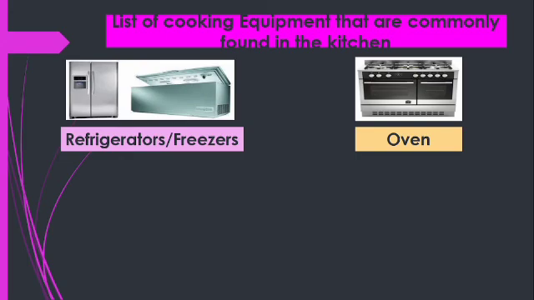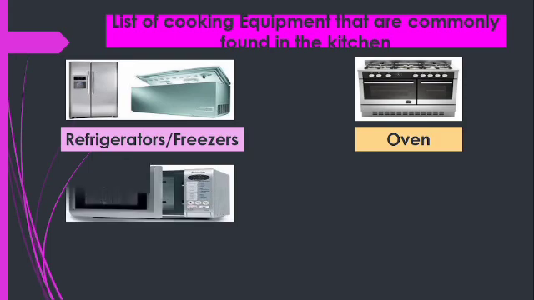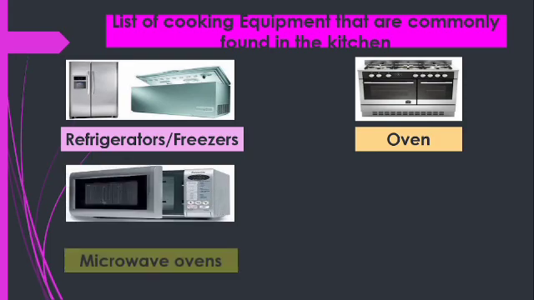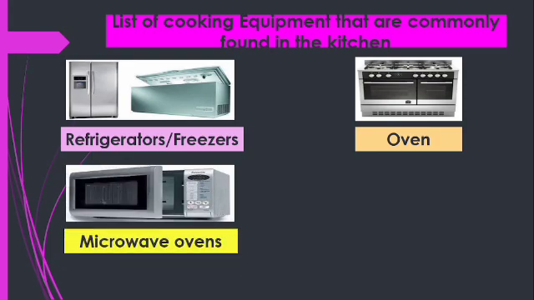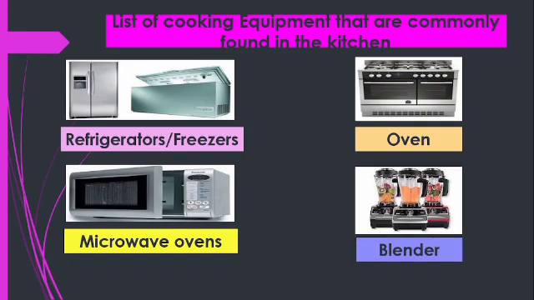Next is oven, a chamber or compartment used for cooking, baking, heating, or drying. Microwave ovens are used for cooking or heating food. Blenders are used to chop, blend, mix, whip, puree, grate, and liquefy all kinds of food.